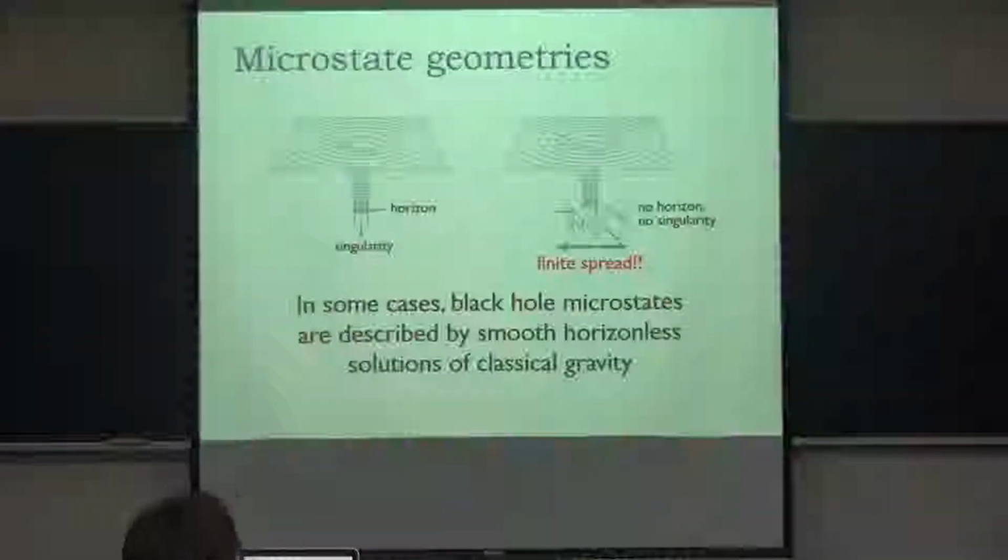You have a throat, and there's a horizon, and deep inside, you have a singularity. But there are some solutions which are completely smooth and have no horizon, and this has the same asymptotic charge and mass as this black hole, so this should be regarded as a microstate. So although this is a classical solution, this is a microstate, and it's interesting that such a thing exists. And also what's interesting is that this has a finite spread.